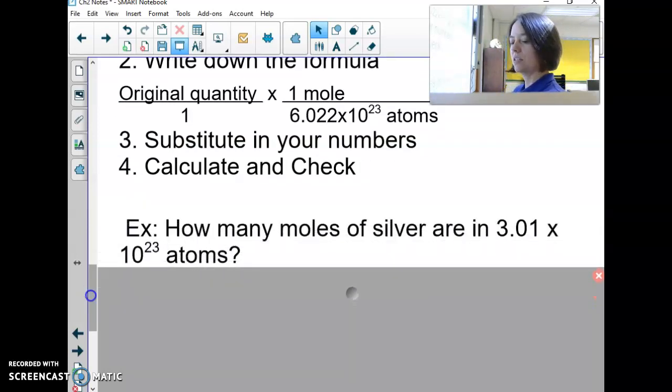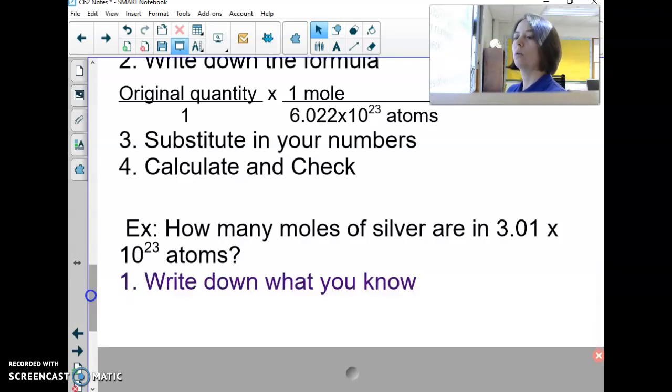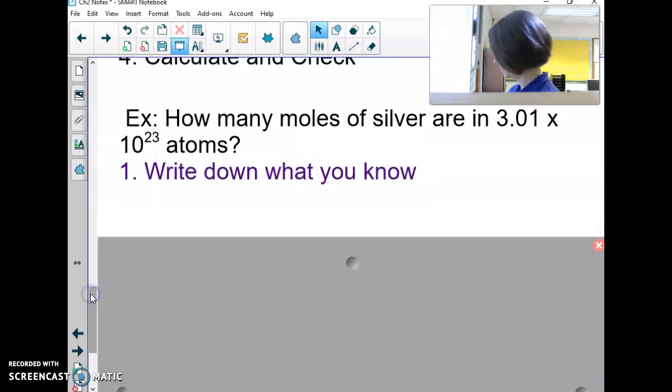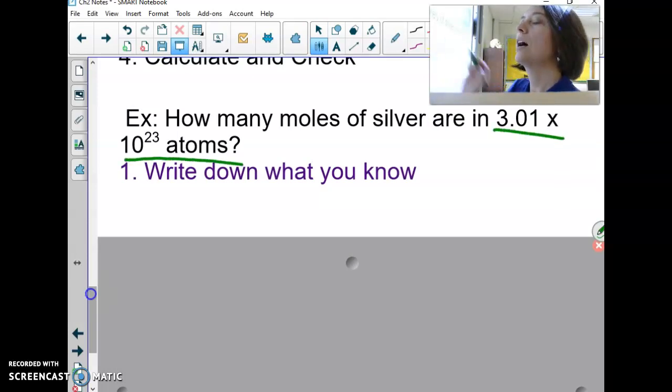So let's try this. How many moles of silver are in 3.01 times 10 to the 23rd atoms? First thing we're going to do is write down what we know. So we know we have 3.01 times 10 to the 23rd silver atoms.